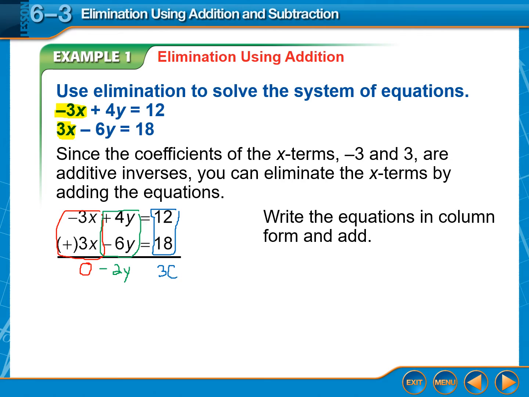So in elimination, what you want to do is combine each part of the equation with its counterpart in the second equation. When we added these two together, we added the x terms together and they canceled out to 0. We added the y terms together and we're left with negative 2y. And then we added the constants on the other side of the equal sign, and 12 and 18 gave us 30.